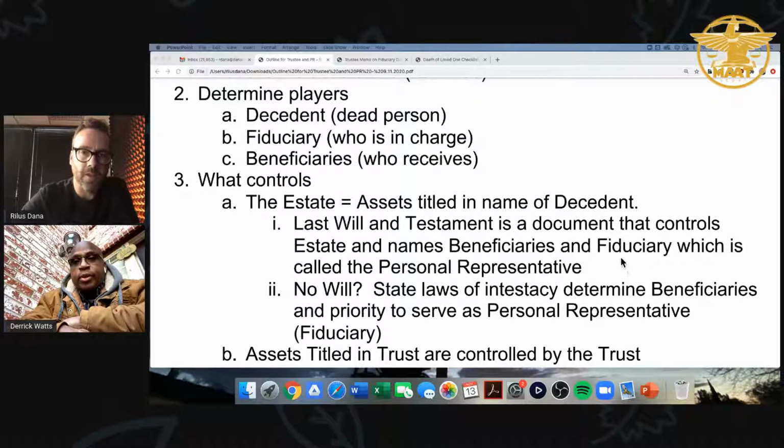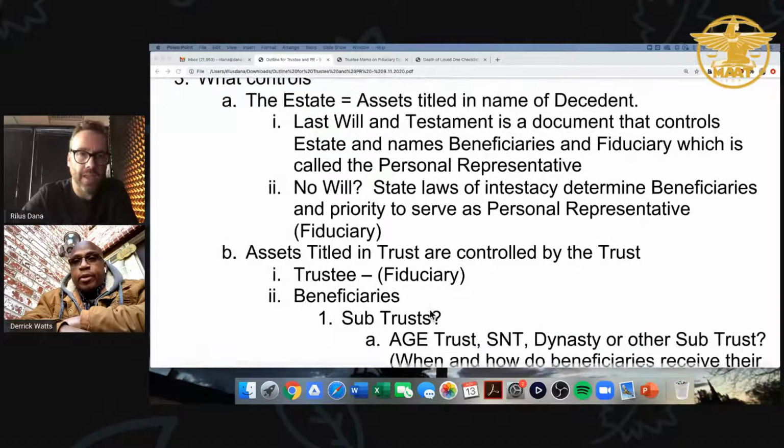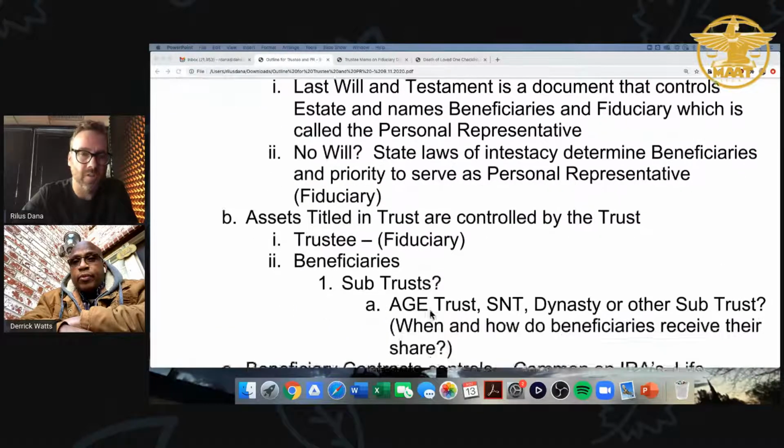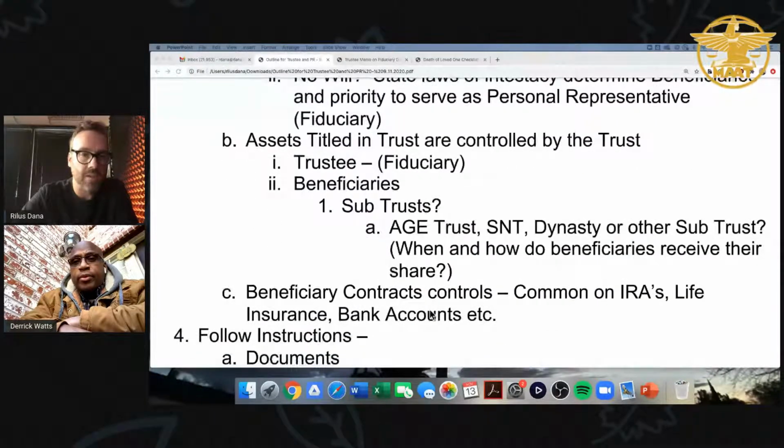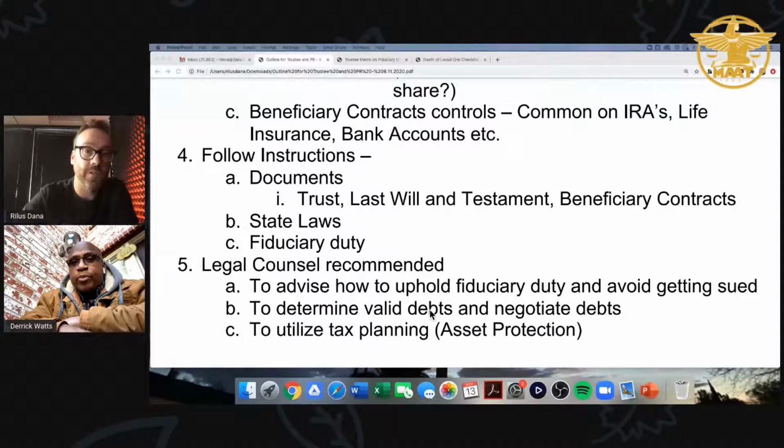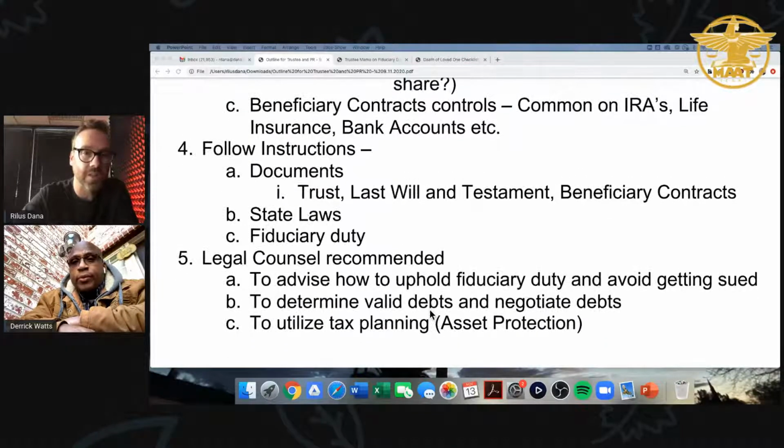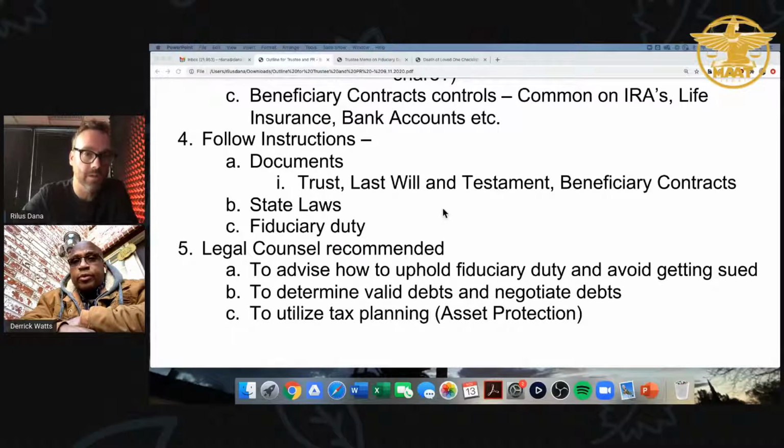And then you'll figure out who has the authority, and how they get that green fiduciary hat, is what I call it. Figure out what the process is to get someone appointed. If there's a will, my other step is to follow the instructions. We're going to figure out what's controlling, what assets are out there, and then you follow the will if there is one. If there's no will, then you follow the state laws, the laws of intestacy.